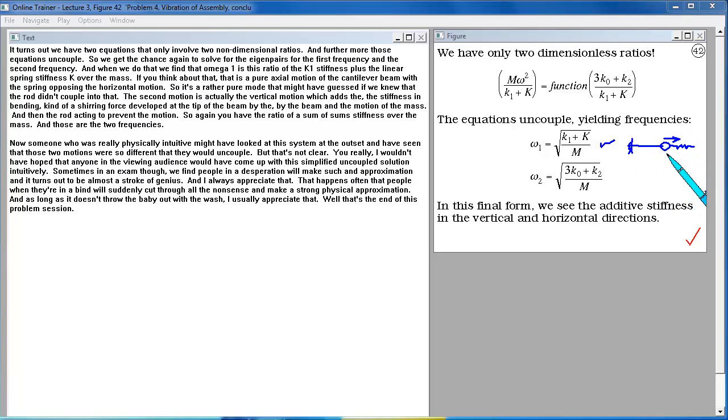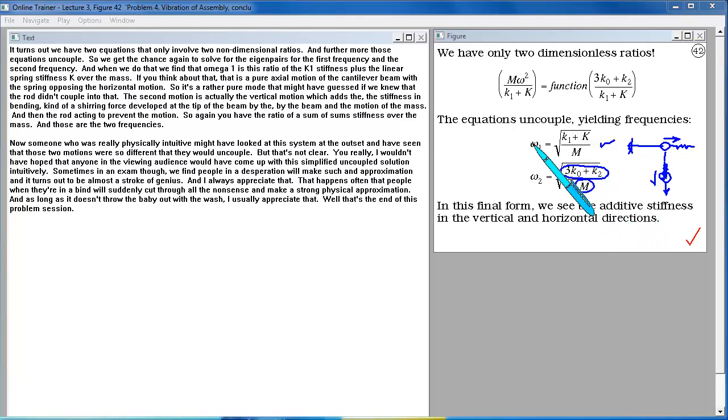couple into that. The second motion is actually the vertical motion, which adds the stiffness in bending, kind of a shearing force developed at the tip of the beam by the beam and the motion of the mass, and then the rod acting to prevent the motion. So again, you have the ratio of a sum of some stiffnesses over the mass. And those are the two frequencies.